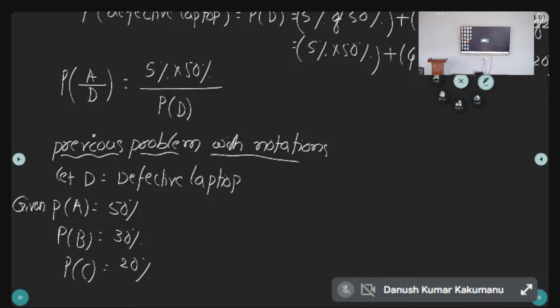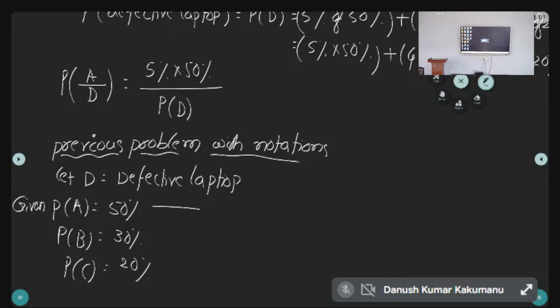Completely reverse order, we are solving every problem. Say this. Now, how to represent that 5%? How to represent that 5%? For the 5% also, I have to give a notation or not? How to represent that 5%?